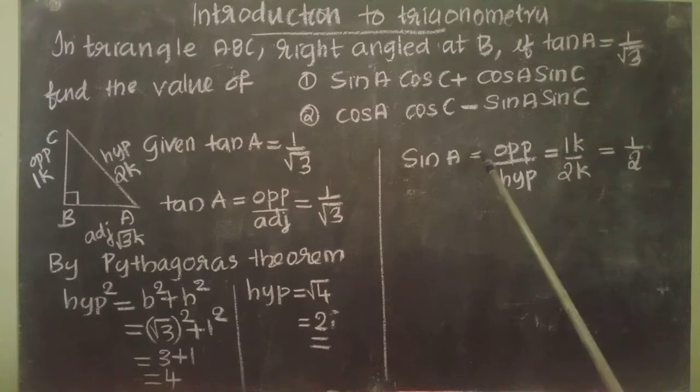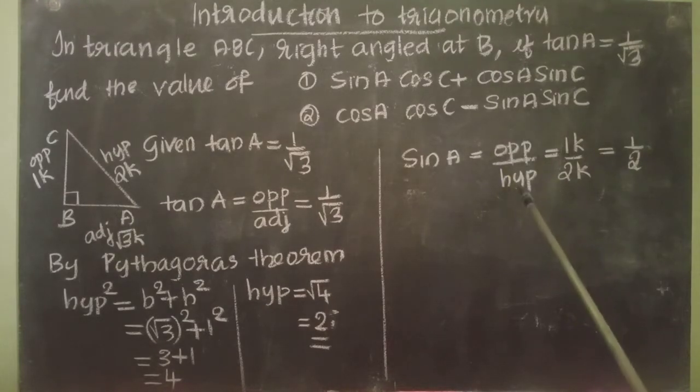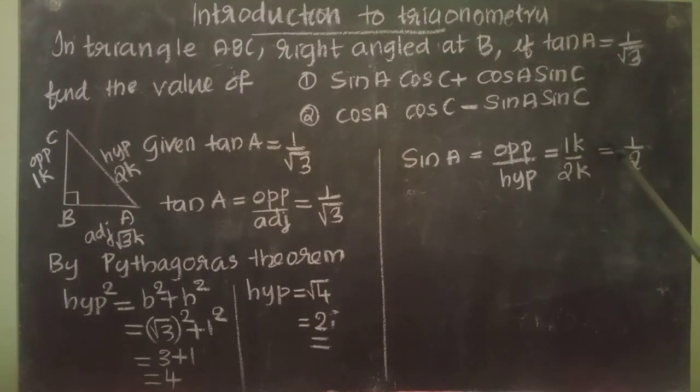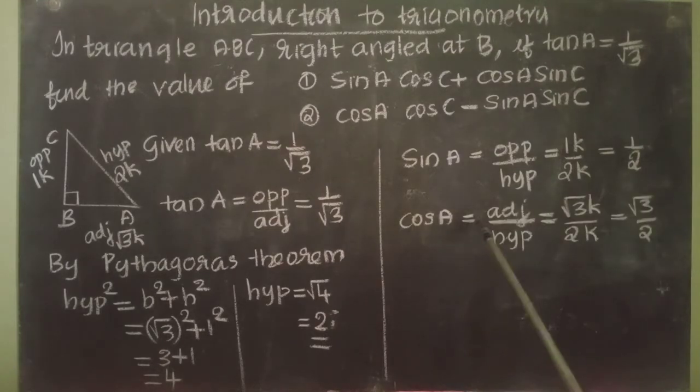Sin A equal to opposite side by hypotenuse, that is equal to 1k by 2k, that is equal to 1 by 2. Cos A equal to adjacent side by hypotenuse, that is equal to root 3k by 2k, that is equal to root 3 by 2.